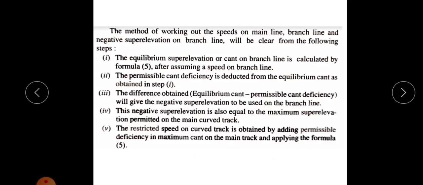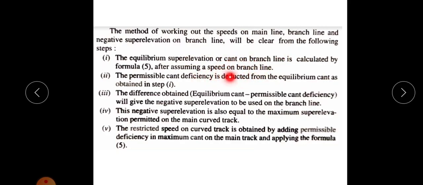So the method of working out the speeds on main line, branch line, and negative superelevation is clear from the following steps. These are the steps in order to provide the negative superelevation. First, the equilibrium superelevation or cant on the branch line is calculated by the previous equation, that is E is equal to GV square by 127 R. The speed of the branch line will be given, so based on that, we can calculate the E value. That is the first step.